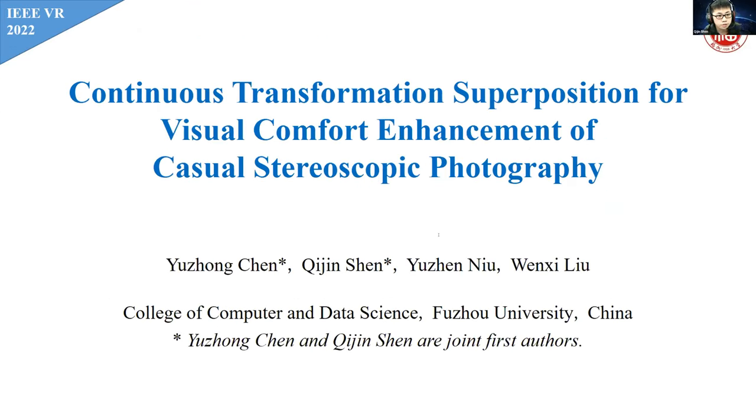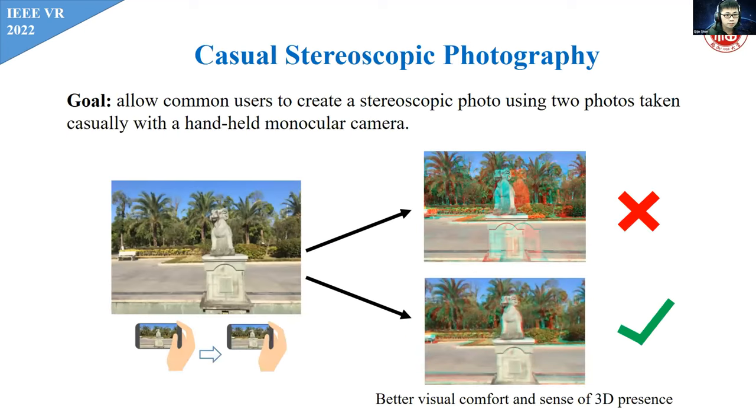Hello everyone, I'm Shen Qijin from Fuzhou University of China. I will present our work on visual comfort enhancement of casual stereoscopic photography. The goal of casual stereoscopic photography is to allow common users to create a stereoscopic photo using two images captured by a handheld monocular camera. As shown in the figure on the left, a common user first takes one image, moves the camera horizontally, and takes a second image. However, the random motion of a handheld monocular camera will result in a stereoscopic photo that does not satisfy geometric constraints and is not within a comfortable disparity range.